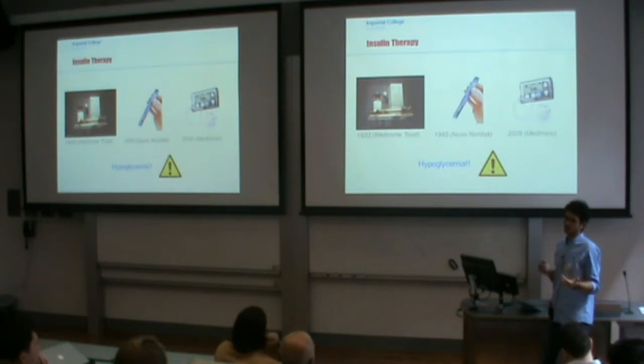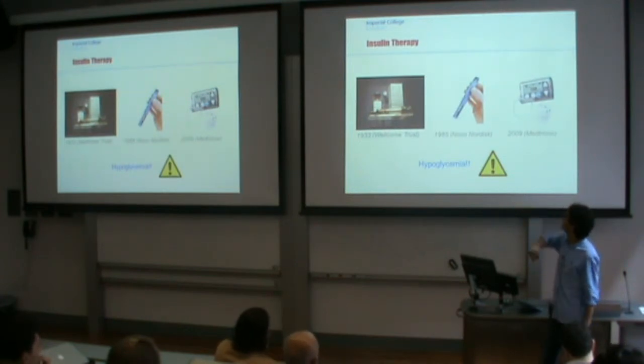For type 2, there are some oral drugs to improve insulin sensitivity, so the body becomes more sensitive to this insulin. But once these drugs don't work, or in the case of type 1 where we don't produce insulin at all, we need insulin therapy, so insulin injections.